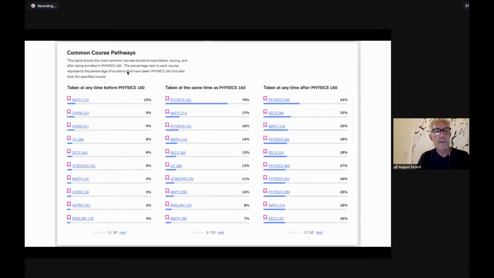And one of the most useful things for both students and faculty is to see what did students take before taking Physics 160, what do they take at the same time, and what do they take after. And in this case, taking the lab makes sense, that's required. And then 260 is the next semester. And we see that only 43% go on to take 260, so maybe we should try to increase that fraction.